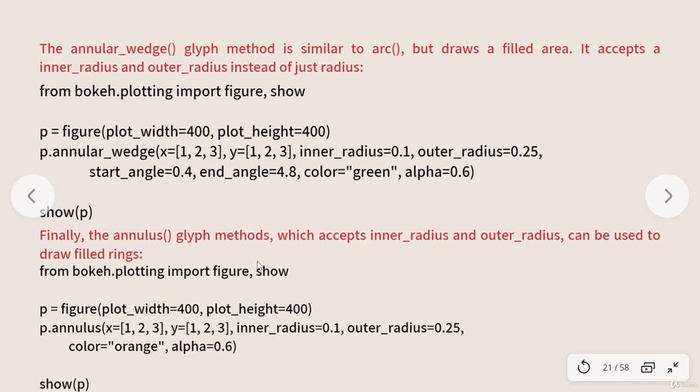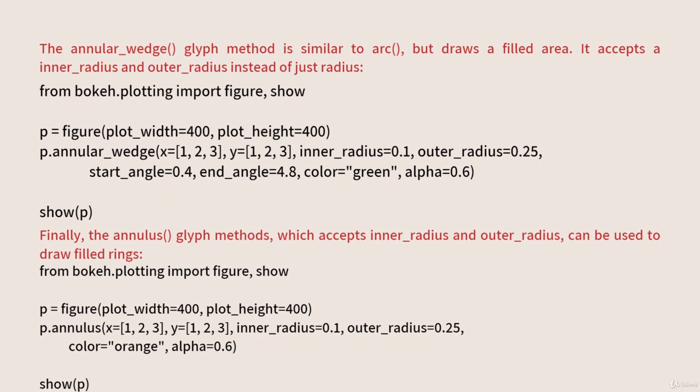But if you want to draw a filled area, then you have to mention two more parameters. Once I take you to the interface, I will show you the difference between a simple wedge and an annular wedge. We'll come to that, don't worry. And then finally there is another function, the annulus function. In the annulus function, again inner and outer radius are there, and you can draw filled rings. So you have to use p.annulus. These things might look similar to you, but once I take you to the interface and showcase how this works, you will be able to understand the difference between all four things.